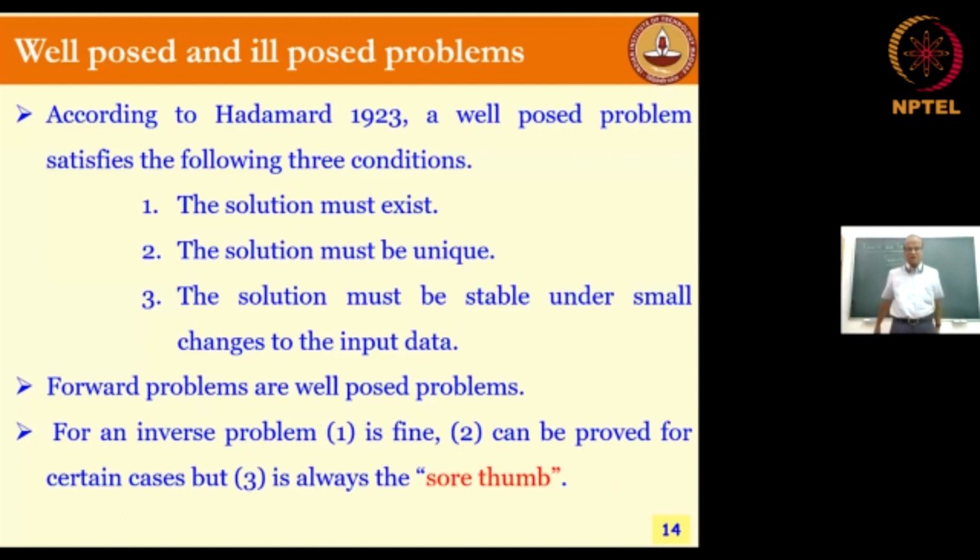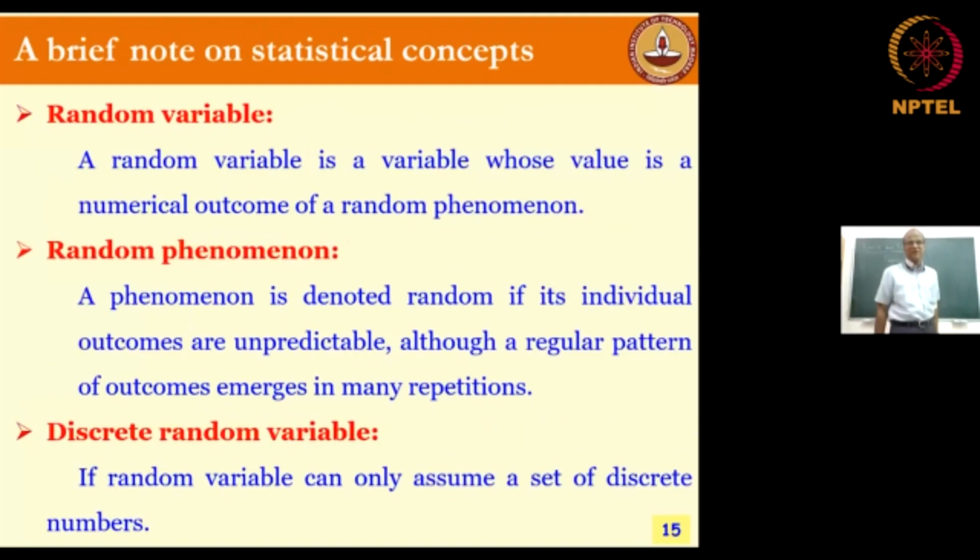All forward problems are well-posed problems, but the inverse problem, condition one is fine. Often the solution exists. The solution is unique also; we can prove it for many conditions. But for an inverse problem in heat transfer, generally conditions 1 and 2 are okay. Condition 3 is always the sore thumb, because small changes in input can cause large changes in the output. That is why it is called the sore thumb. So there is a difficulty.